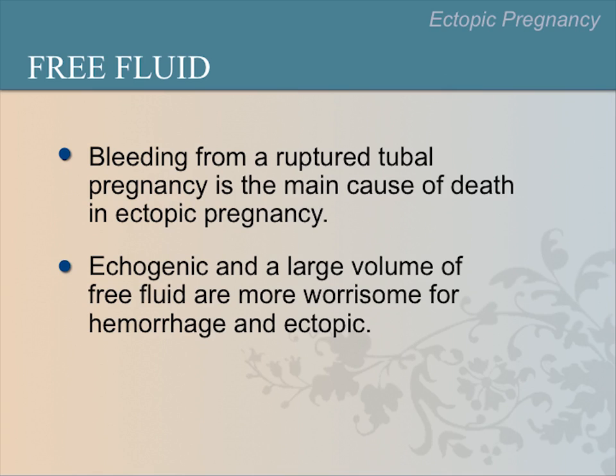Bleeding from a ruptured tubal pregnancy is the main cause of death in an ectopic pregnancy. If you see a large volume of free fluid that is echogenic, this is a very worrisome sign for hemorrhage and ectopic pregnancy.